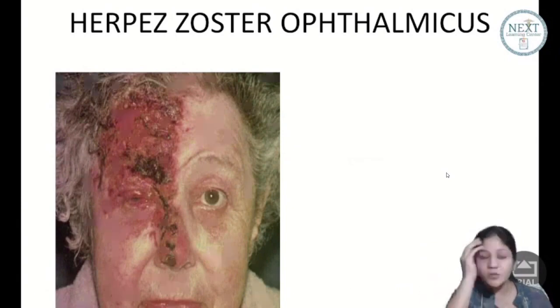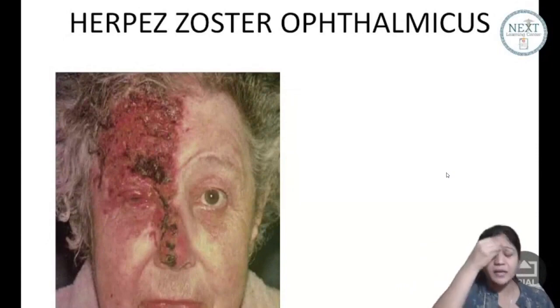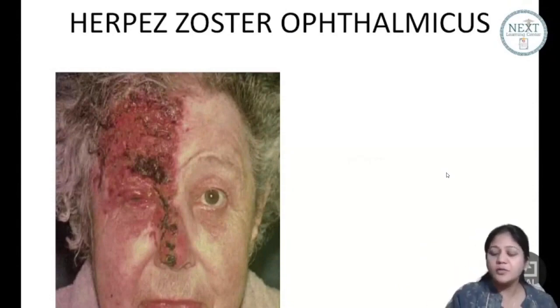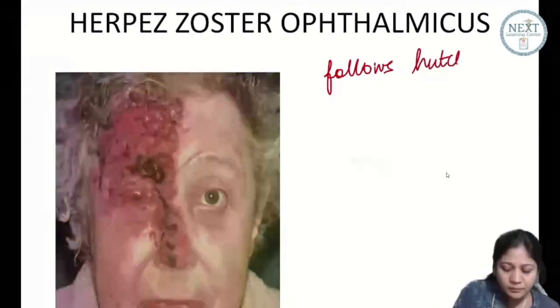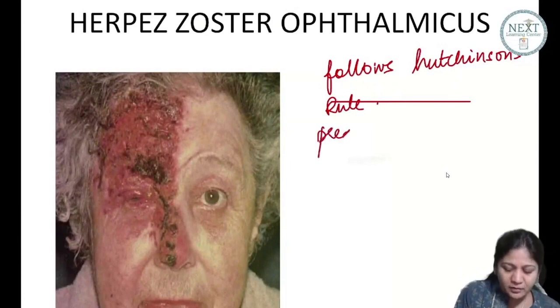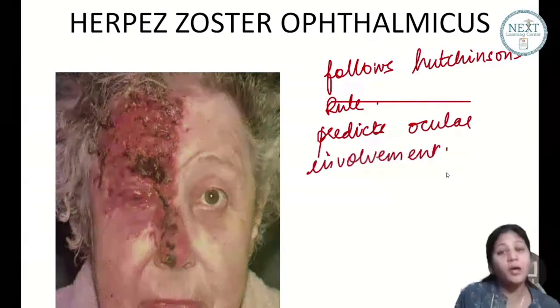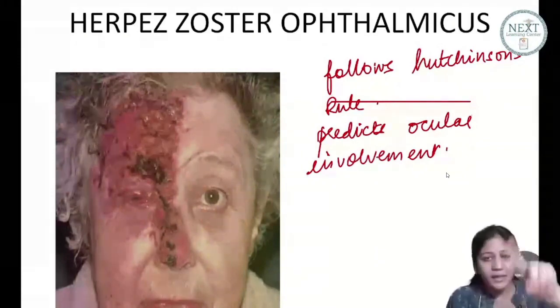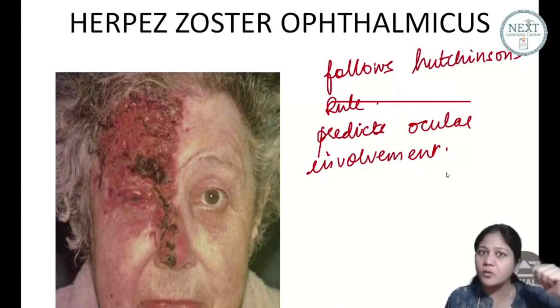Are you able to understand? So now can you see all the vesicles are there on one side of the face? Vesicles on one side of the face, and you can see the tip of the nose is also involved. So herpes zoster ophthalmicus follows Hutchinson's rule. What is Hutchinson's rule, guys? Hutchinson's rule predicts ocular involvement. How? It says if you have vesicles on the tip of the nose, your eye will also get affected.